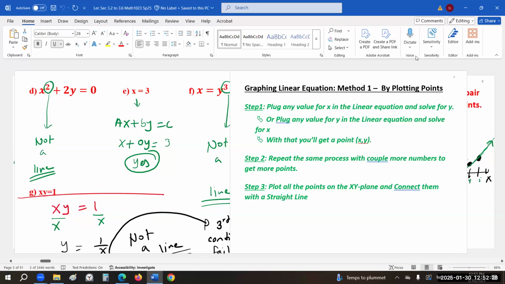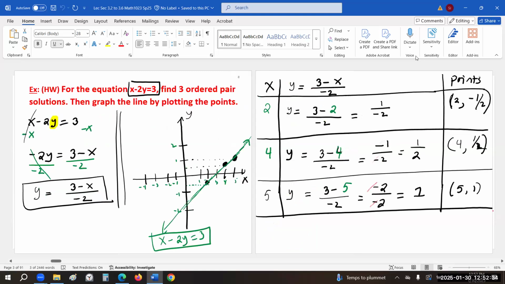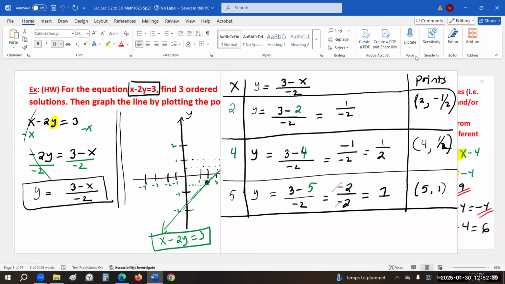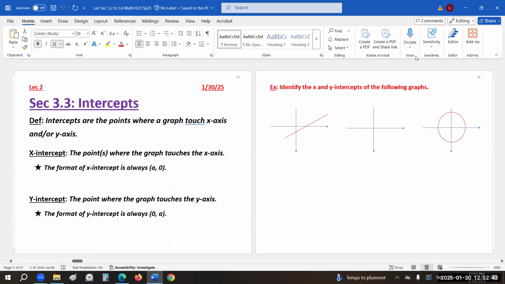And then we used the old school method where we graph a linear equation by plotting points. But today we are going to graph using x and y intercepts, which is much easier to work with. So today we are going to do x and y intercepts.